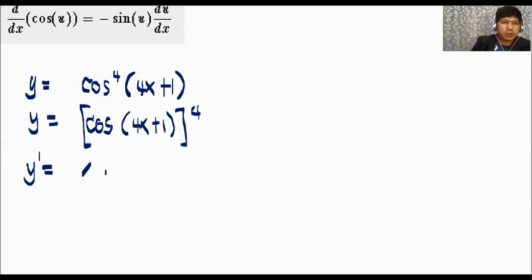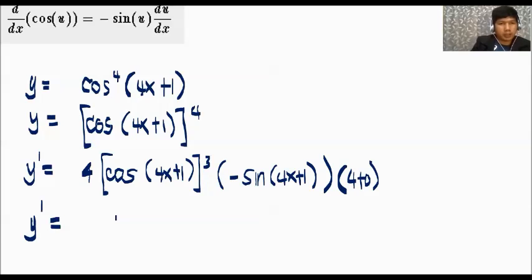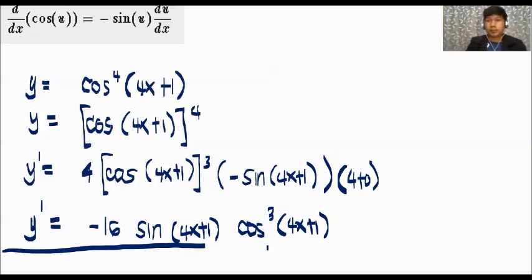So that's 4 cosine of 4x plus 1, then raised to 3. Then we get the derivative of cosine of 4x plus 1. So that would be negative sine of 4x plus 1. Then the derivative of 4x plus 1 is 4 plus 0 only. To simplify that, y prime is equal to negative 16 sine of 4x plus 1, then cosine cubed of 4x plus 1. So this is our derivative for this example. I'm hoping that is clear.